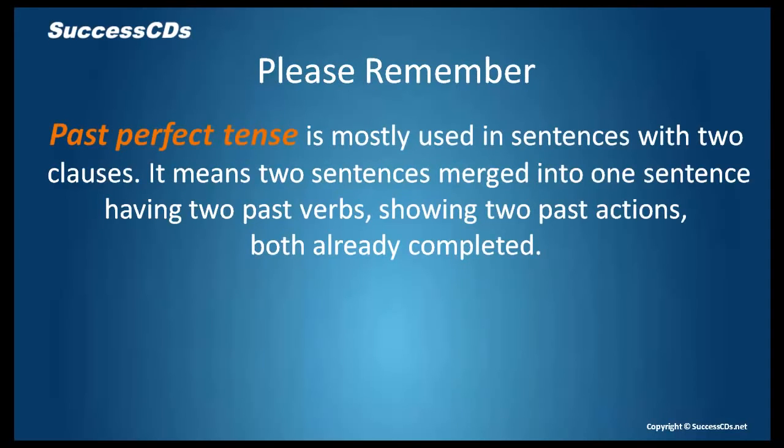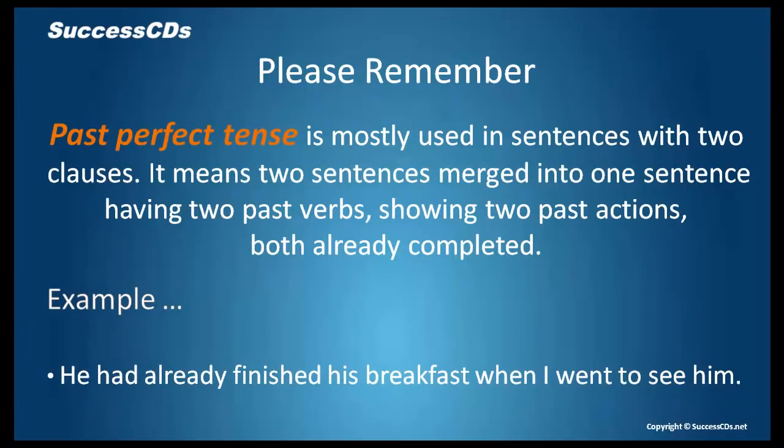Please remember, past perfect tense is mostly used in sentences with two clauses. It means two sentences merged into one sentence, having two past verbs showing two past actions, both already completed. So a sentence becomes a clause when it becomes a part of a sentence. Example, he had already finished his breakfast when I went to see him. This sentence has two sentences which have become clauses.